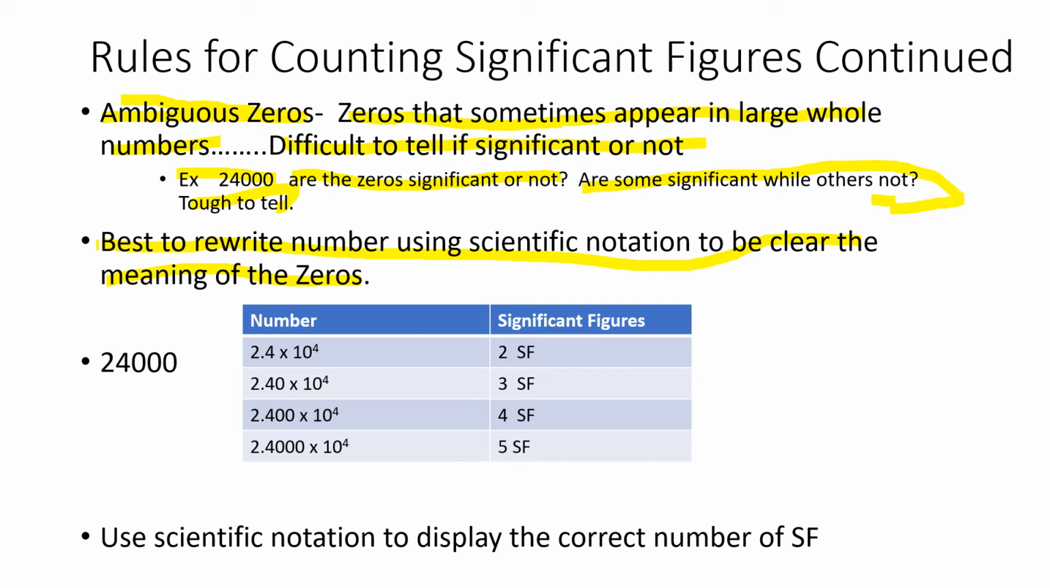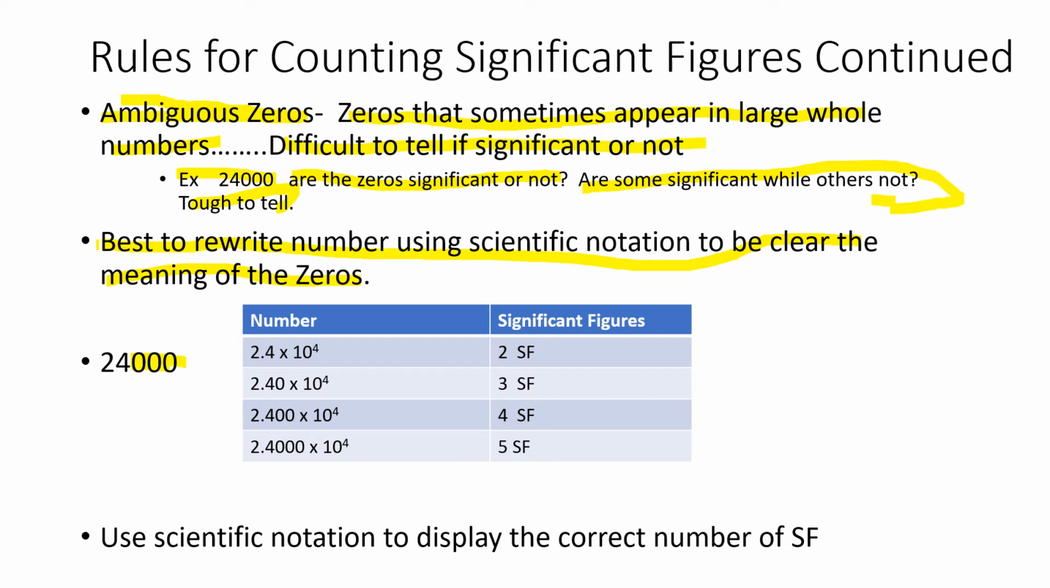24,000. How can I write that such that it was really clear that I don't want the zeros to be significant, or I want the first one to be, or the second one, or the third one? It's really tough, but there is a way. The way to do that is to change this using scientific notation. If I change this to scientific notation, I can write it in such a way that these ambiguous zeros I can clearly put as a different type of zero.